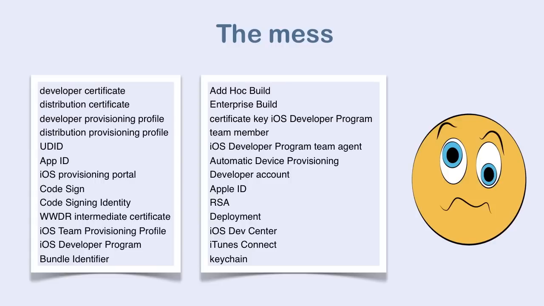When you start to look at the submit process, you will be overwhelmed by the concepts you have to distinguish, like developer certificate, distribution certificate, developer provisioning profile, distribution provisioning profile, UDID, App ID, iOS provisioning portal, code sign, and so on and so on. You will be rather confused, and you might think that this is all a mess. Let's try to make some sense of the mess.